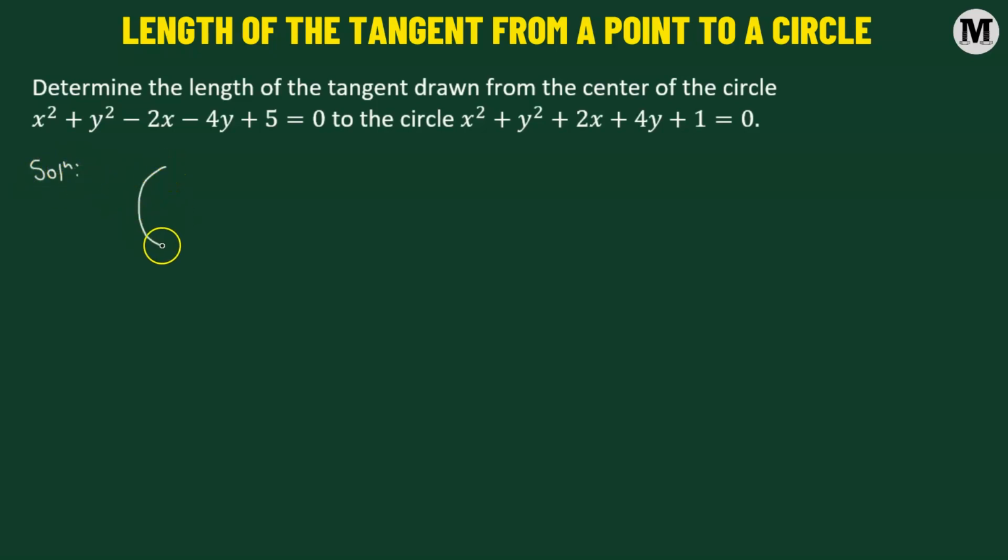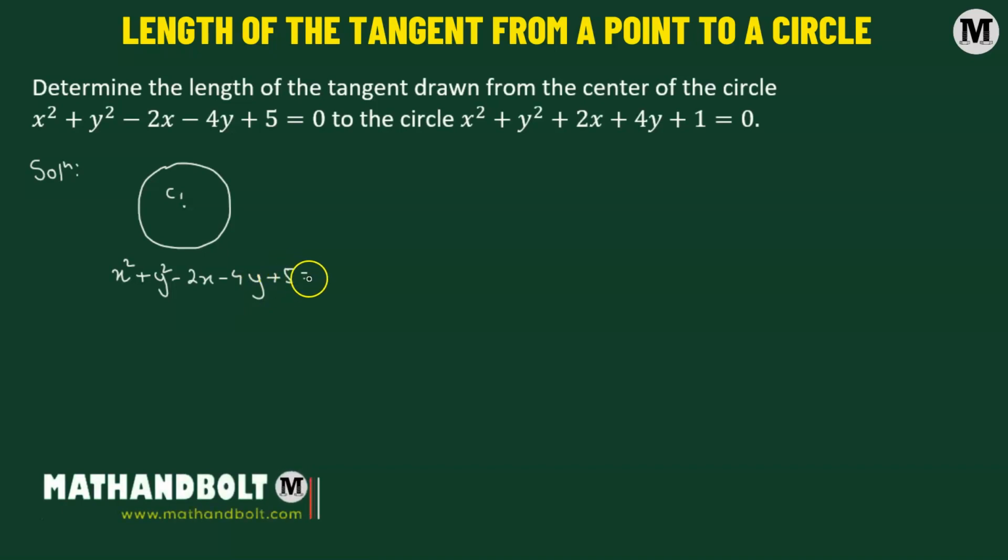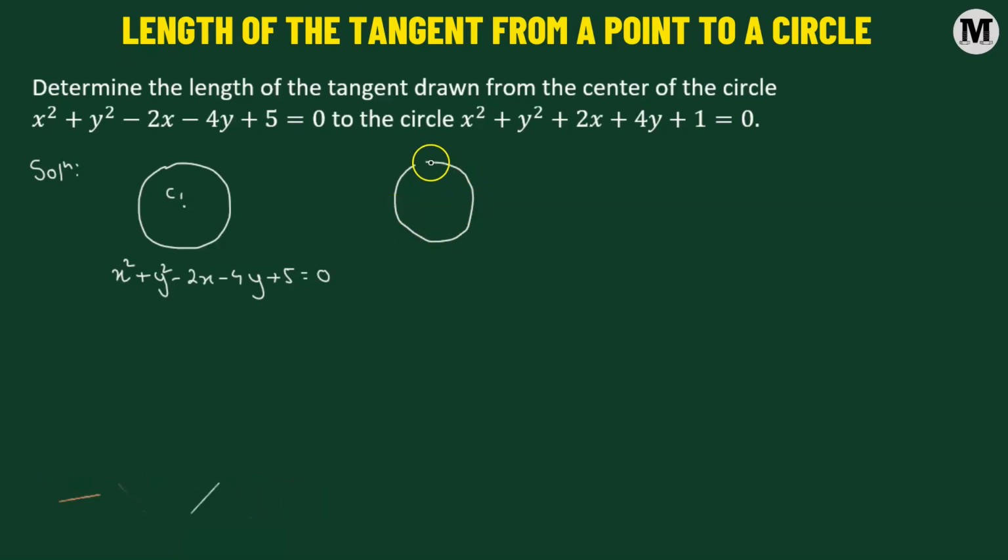So here we have a circle with a center, let's call it C1. The equation of the circle is given to us, that's x squared plus y squared minus 2x minus 4y plus 5 equals 0. Now, we have another circle with a center, let's call it C2, and the equation of the circle is x squared plus y squared plus 2x plus 4y plus 1 equals 0.